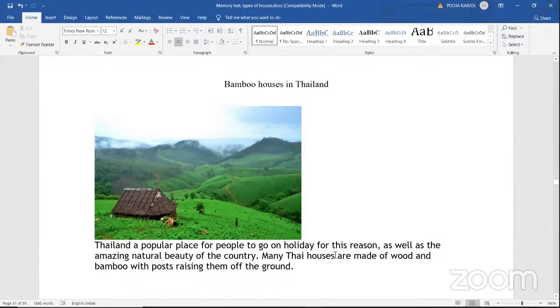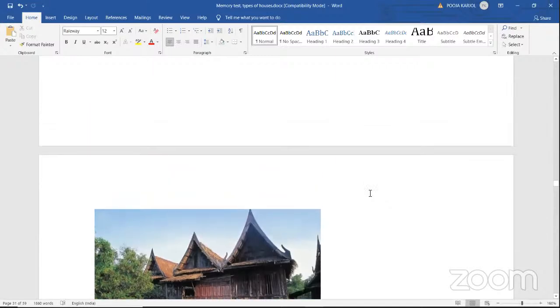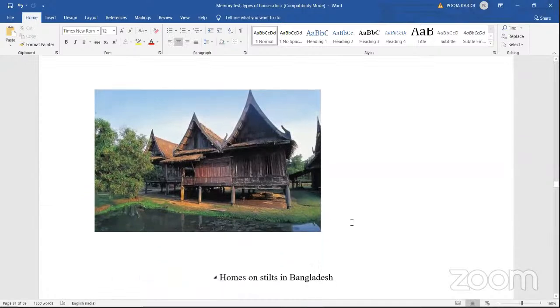Thailand. Many Thai houses are made of wood and bamboo with posts raising them off the ground. Here also, where else did we see that the houses were raised away from the ground? Indonesia, correct. There is also, but they may be a little different. This is the type of house. The height difference is not that much. You see the Indonesian houses. They use wood and bamboo with posts raising them. I think they use bamboo, looks like that, or wood. This is surprisingly good.